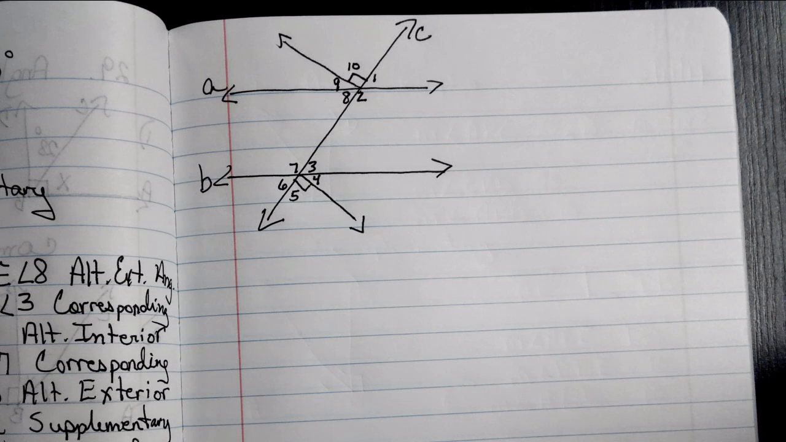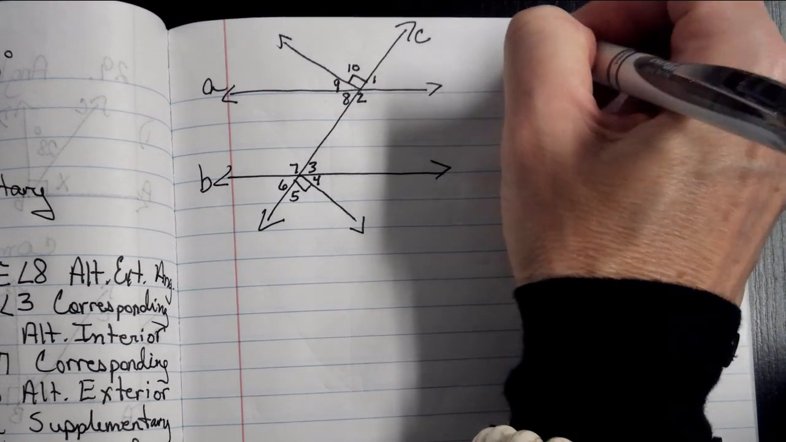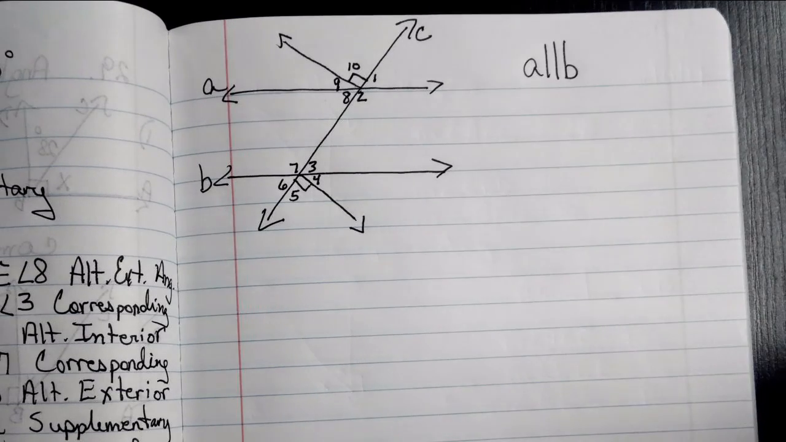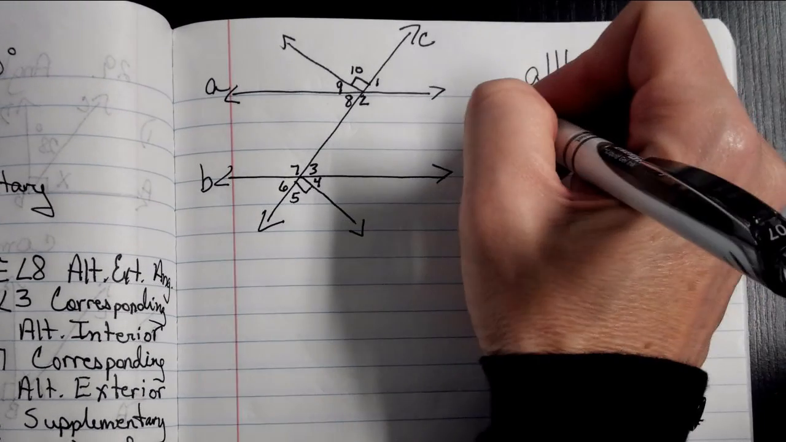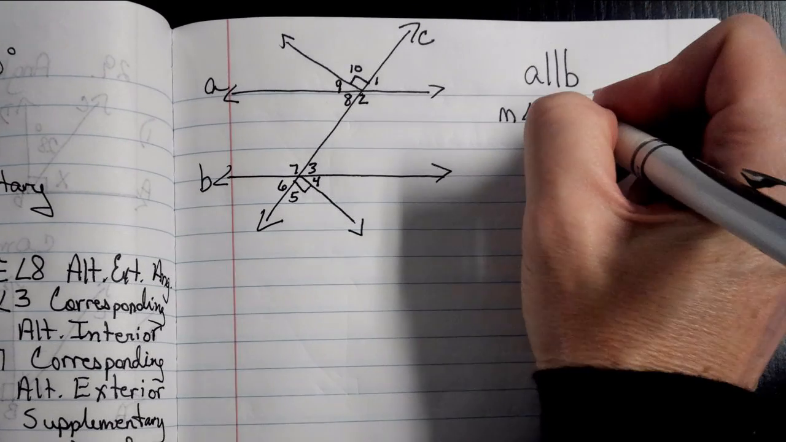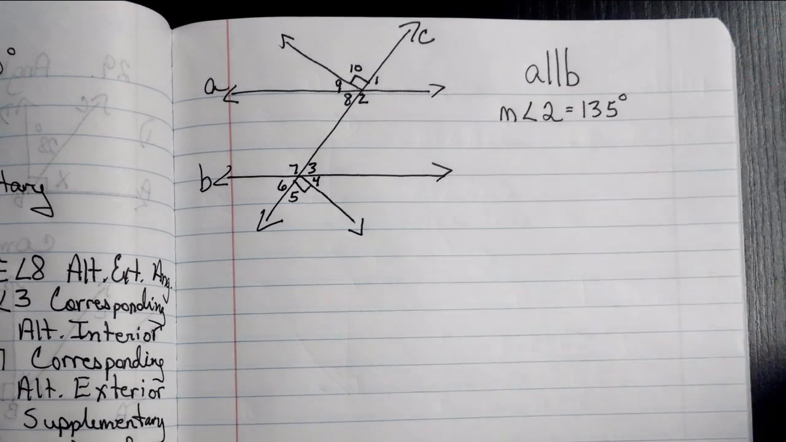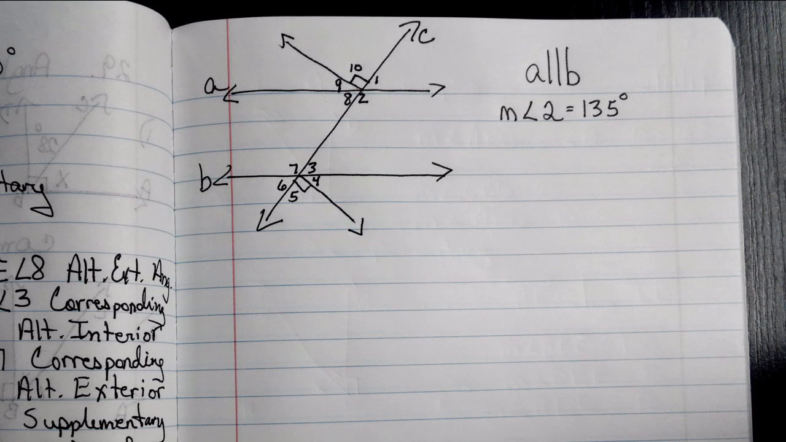Now I'm going to give you one more. All right, so A is parallel to B. Okay, so you'll be given that. And I'm going to tell you that the measure of angle 2 is 135 degrees. All right, now you find the rest.